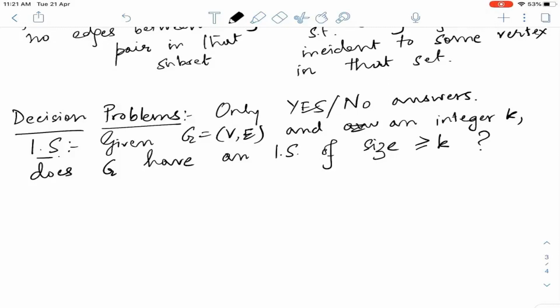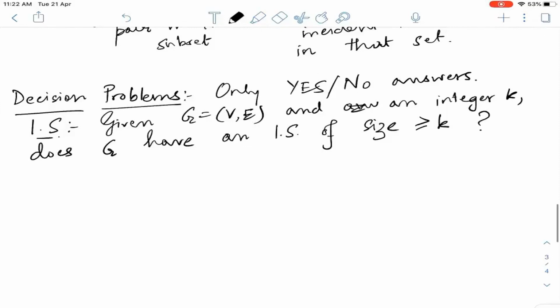By the way, do we really need to check every value of k? Can we be more efficient? Once we get a no, we can stop. But the other answer is that you can do a binary search, and then you will be done in log n rounds. You don't have to run your algorithm n times, you just run it log n times.